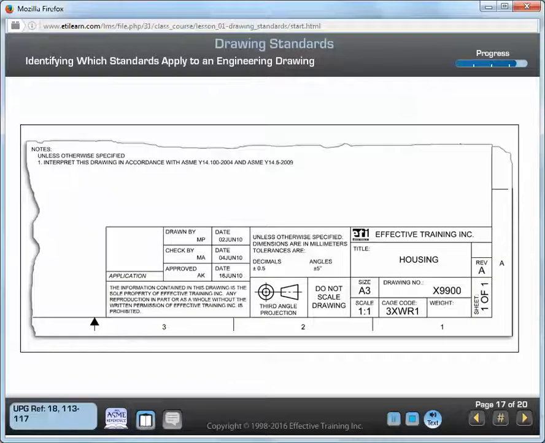Before interpreting an engineering drawing, you must understand which dimensioning and tolerancing standards apply to the drawing. You should look at the title block or in the notes area of the drawing, since these are the most common places to find this information.